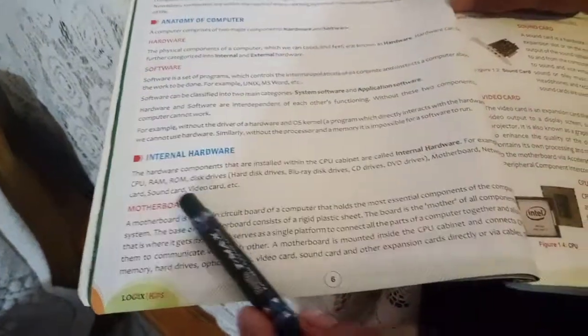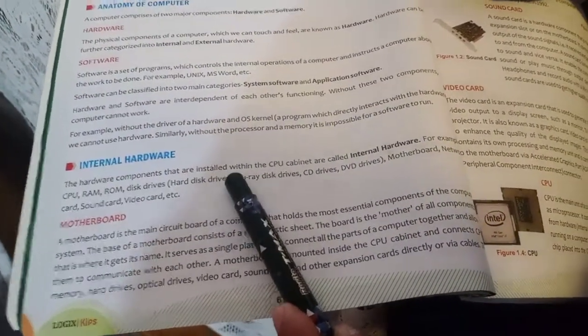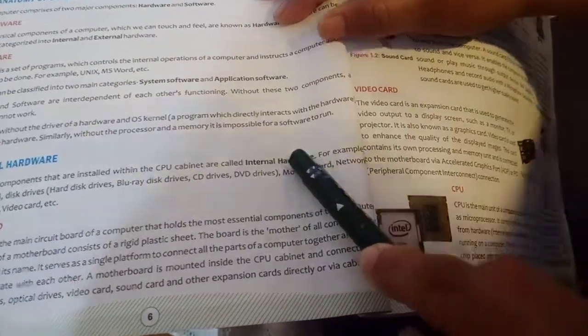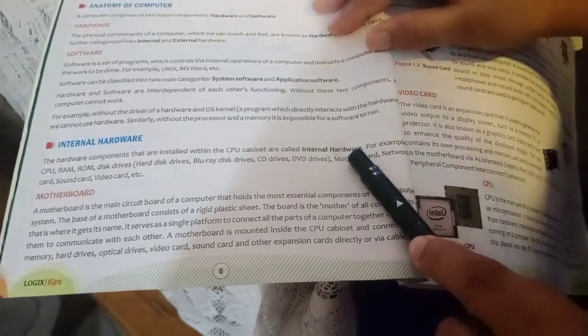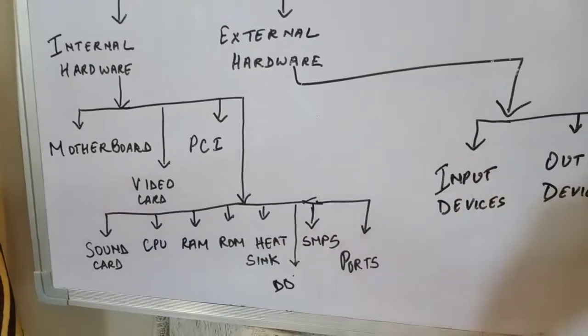Now you need to underline this. The internal hardware components that are installed within the CPU cabinet are called internal hardware. This will be the definition for internal hardware. And examples I've already drawn for you. I'll show you on the whiteboard through a chart I've shown you.